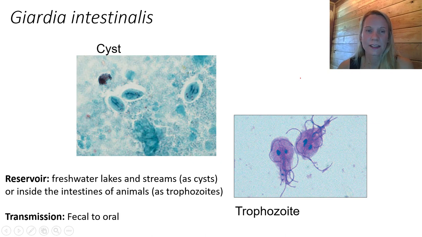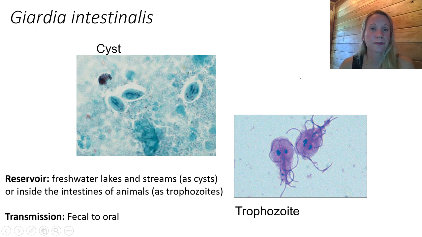So here we see the trophozoite form, and this does have a cyst form. Why does it have a cyst form? Well, this is a parasite that exists in nature. It exists in the environment, in freshwater streams and lakes. And it's passed in the feces of animals. So if animals are passing their feces into stream and lake water, then the cyst form of Giardia is present.